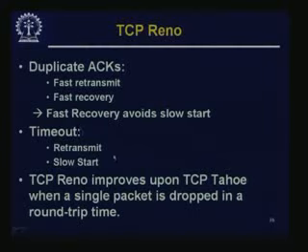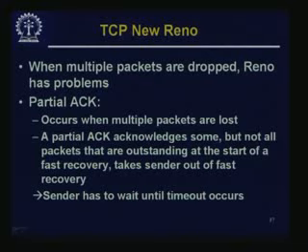TCP Reno improves upon TCP Tahoe when a single packet is dropped in a round trip time, but if multiple packets are dropped, then of course TCP Reno cannot handle that. For that we have TCP New Reno. When multiple packets are dropped, Reno has problems. So, a partial ACK occurs when multiple packets are lost.